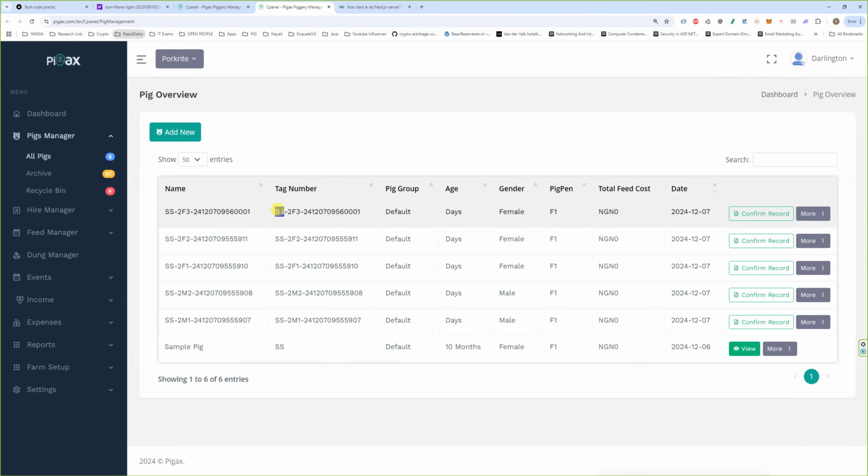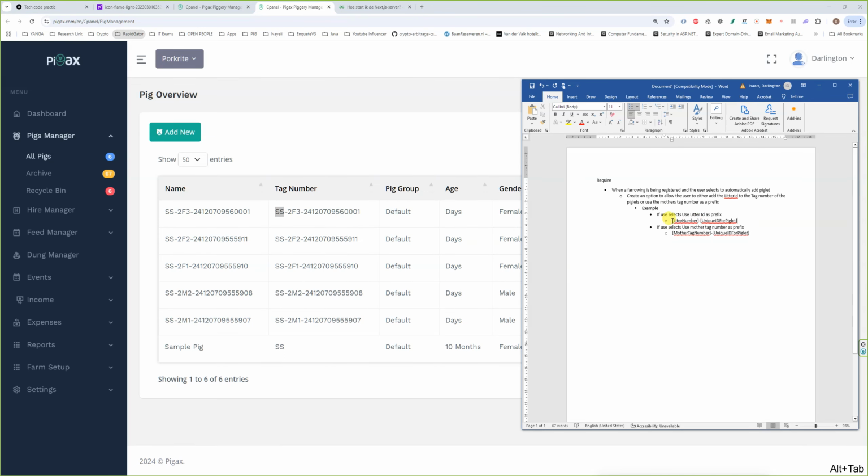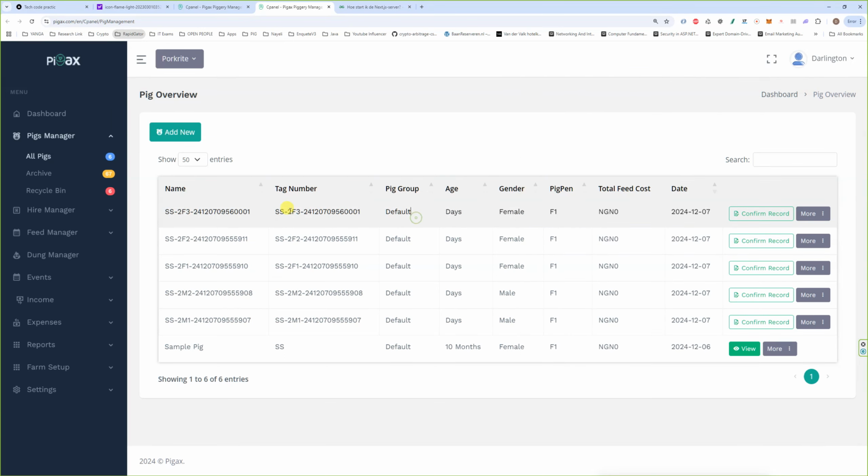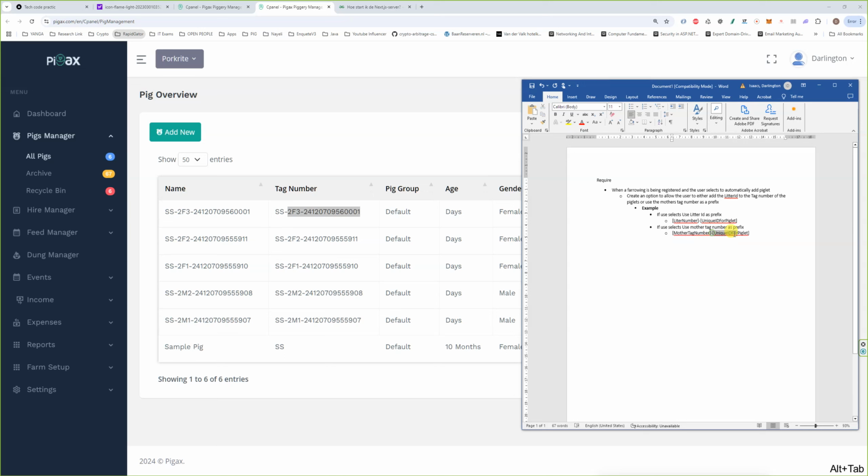Then if the person selects mother's tag number, it takes the mother's tag number. Remember, this is a tag number. It adds it to the front of the number, and then the rest of the unique number. That's what you also see here as an example: mother's tag number, dash, the rest of the number. If we have this feature in place, then I believe we would have solved the person's problem. I'm going to rewrite this to make it clearer, but for now, let's leave it like that in view of time.